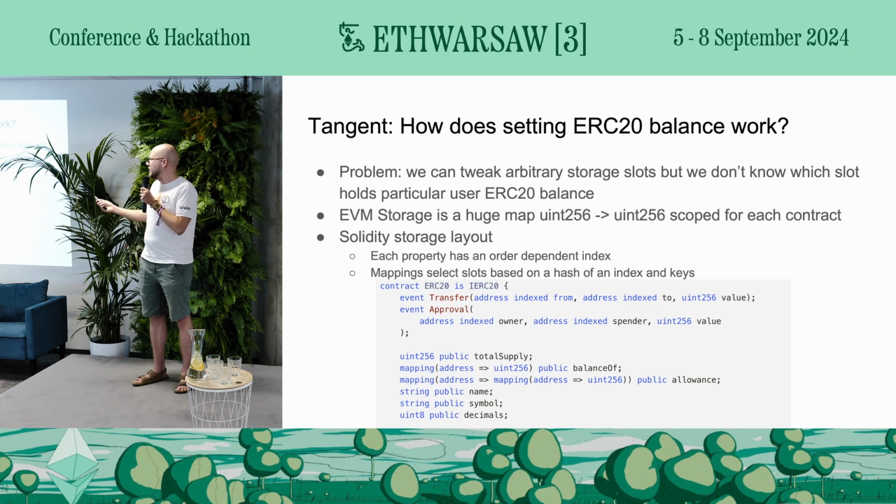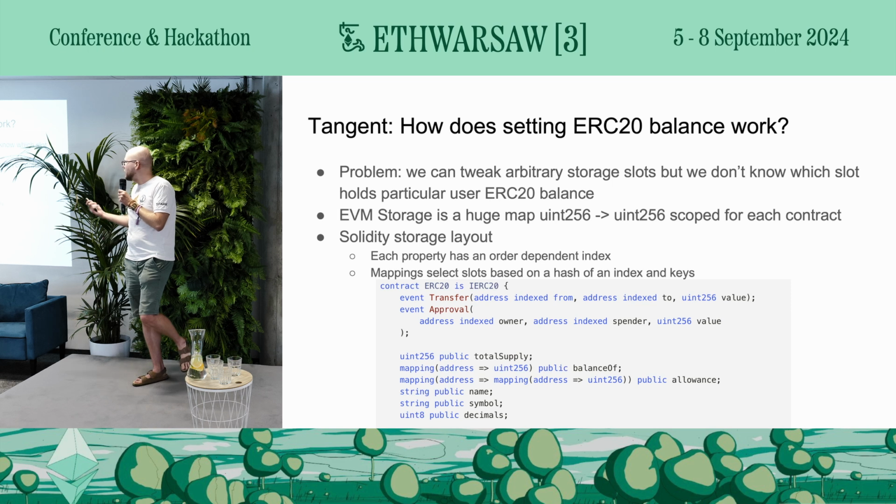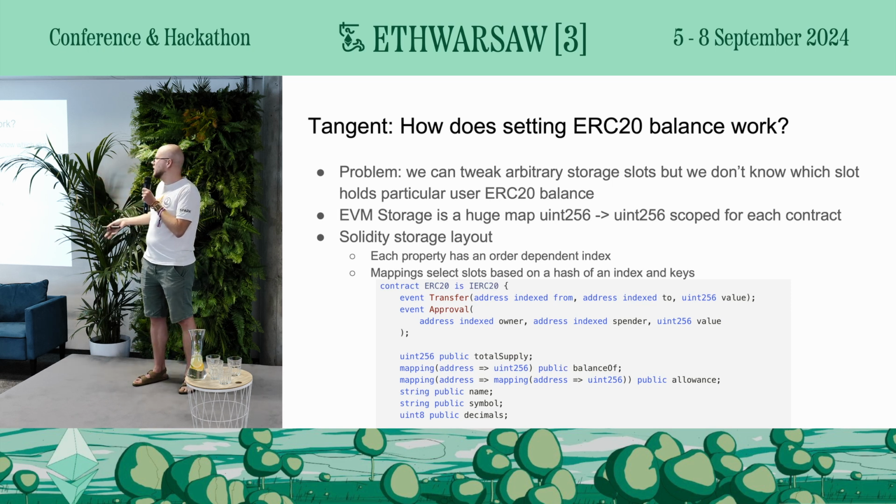unparsed form. But then it gets more challenging with mappings. All of these properties have increasing indexes, so the index of balanceOf is 1, but of course we wouldn't be able to put the balances of all the users into one U256 slot. So what happens under the hood is that the compiler takes the index of this variable and the keys in the mapping and hashes them together, and this is the storage slot location. So it's a seemingly random slot in the whole storage layout.